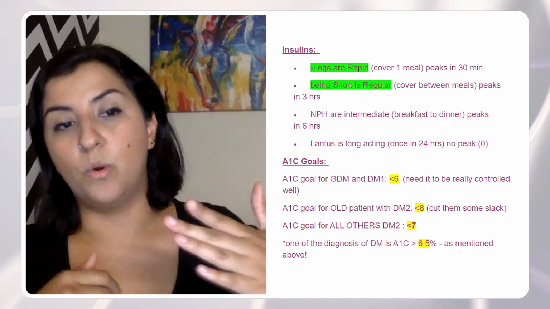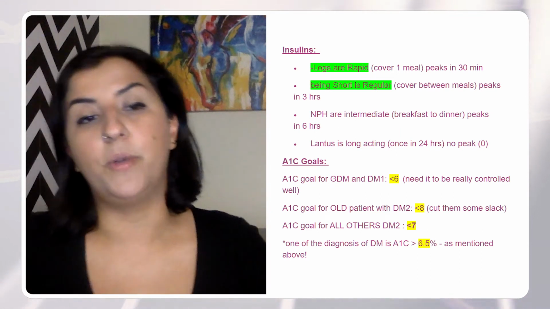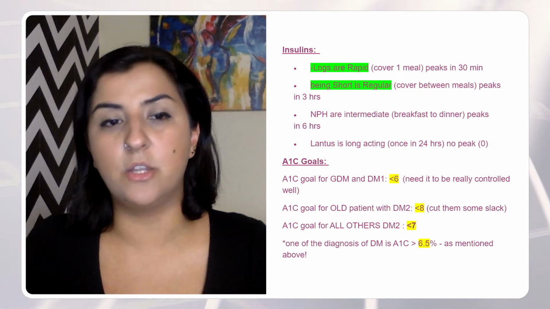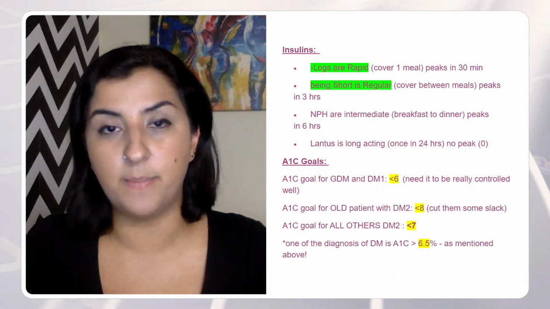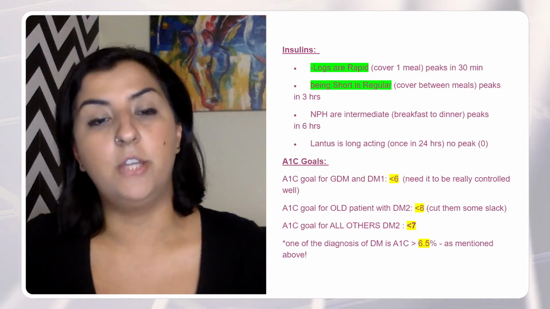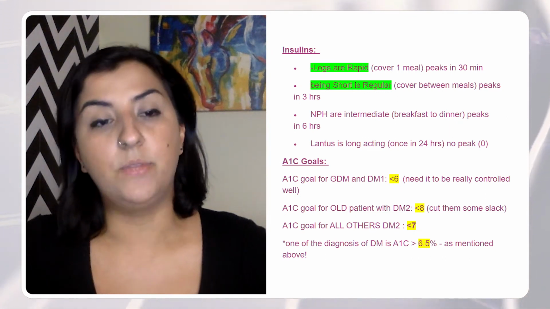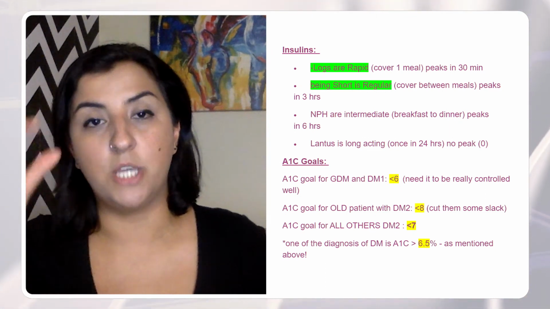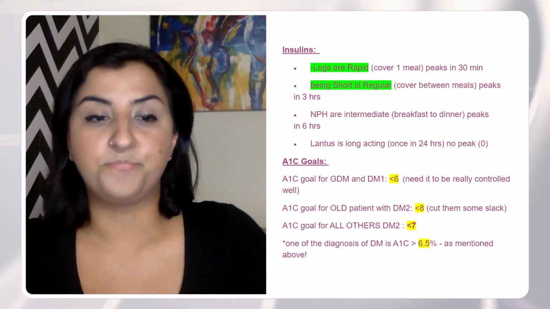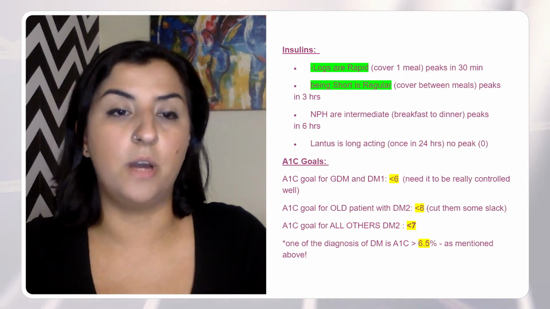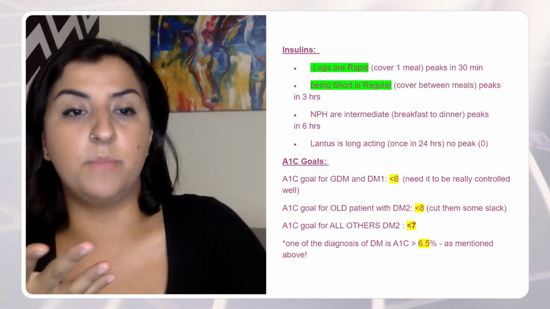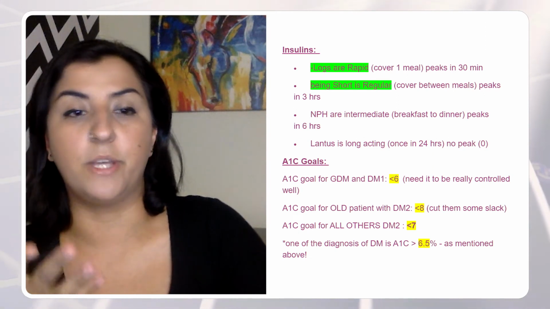And then we have two more types that are easier to remember, your NPH and your Lantus. We all know Lantus already. It's the long-acting one, the one you give to your patients at bedtime. It doesn't have a peak, and you give it once in 24 hours. Now, the NPH, that's the one that you have to shake. You give it breakfast to dinner, and it peaks in 6 hours. So that's your insulins. The two that I confuse the most are the rapid and the regular.